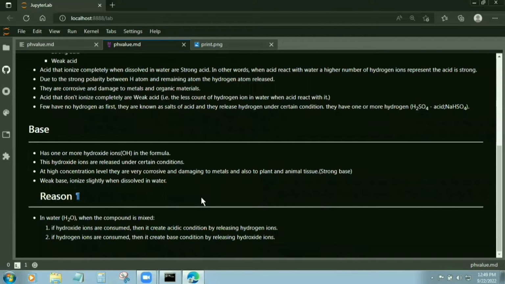Let me talk about bases. A base has one or more hydroxide ions in its chemical formula, and these hydroxide ions are released under certain conditions. At high concentration, bases are very dangerous to both plant and animal tissues and metals, and are also very corrosive. And like acids, bases also have strong and weak types.